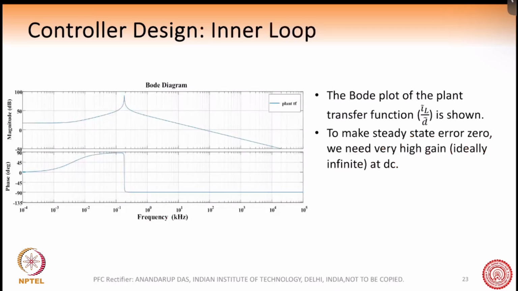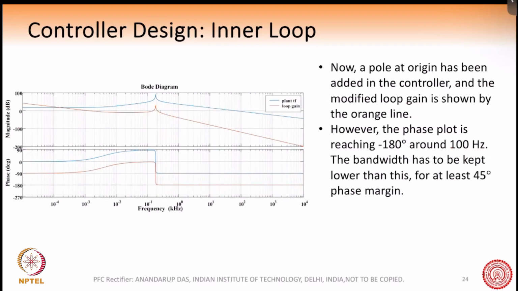Now that we have the values, the Bode plot of IL hat by D hat is shown. We have earlier said that to make the steady state error 0, we see here that the gain at DC is not very high. We have to make the gain very high at DC because we want to make the steady state error 0. So what we can do here is put a pole at the origin.